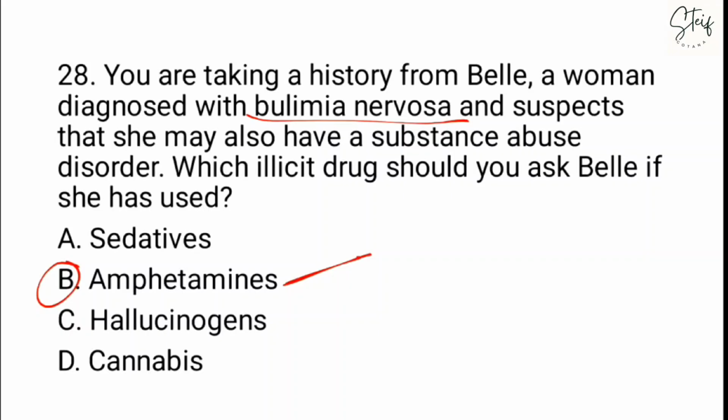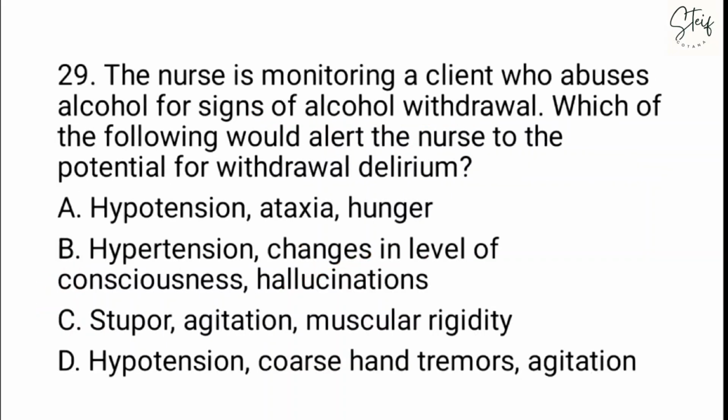Number 29. The nurse is monitoring a client who abuses alcohol for signs of alcohol withdrawal. Which of the following would alert the nurse to the potential for withdrawal delirium? A, hypotension, ataxia, hunger. B, hypertension, changes in level of consciousness, hallucinations. Letter C, stupor, agitation, muscular rigidity. And letter D, hypotension, coarse hand tremors, agitation. Sagot po, our answer here is letter B, hypertension, changes in level of consciousness, hallucinations.